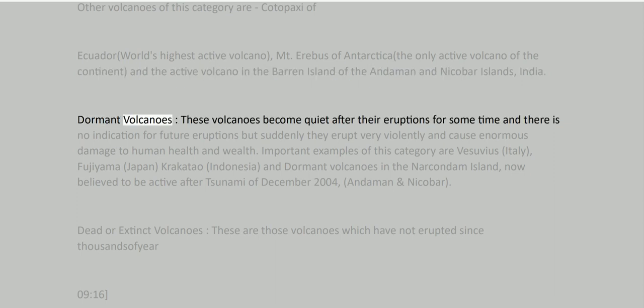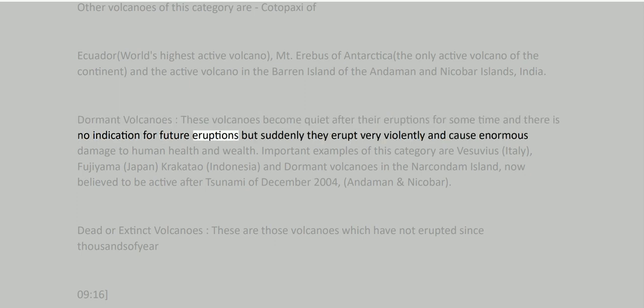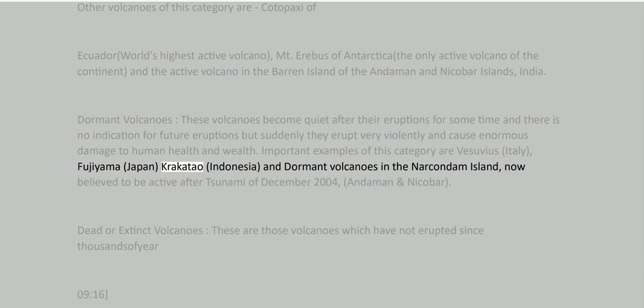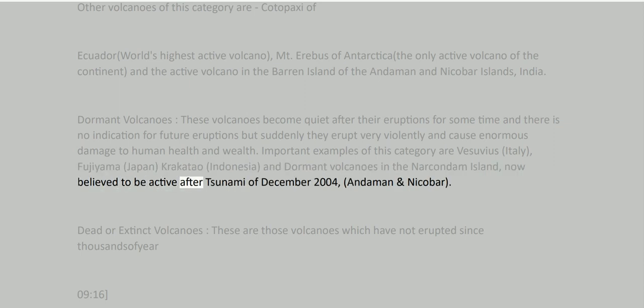Dormant volcanoes. These volcanoes become quiet after their eruptions for some time and there is no indication of future eruptions, but suddenly they erupt very violently and cause enormous damage to human health and wealth. Important examples of this category are Vesuvius, Italy; Fujiyama, Japan; Krakatau, Indonesia; and the dormant volcanoes on Narcondam Island, now believed to be active after the tsunami of December 2004, Andaman and Nicobar.